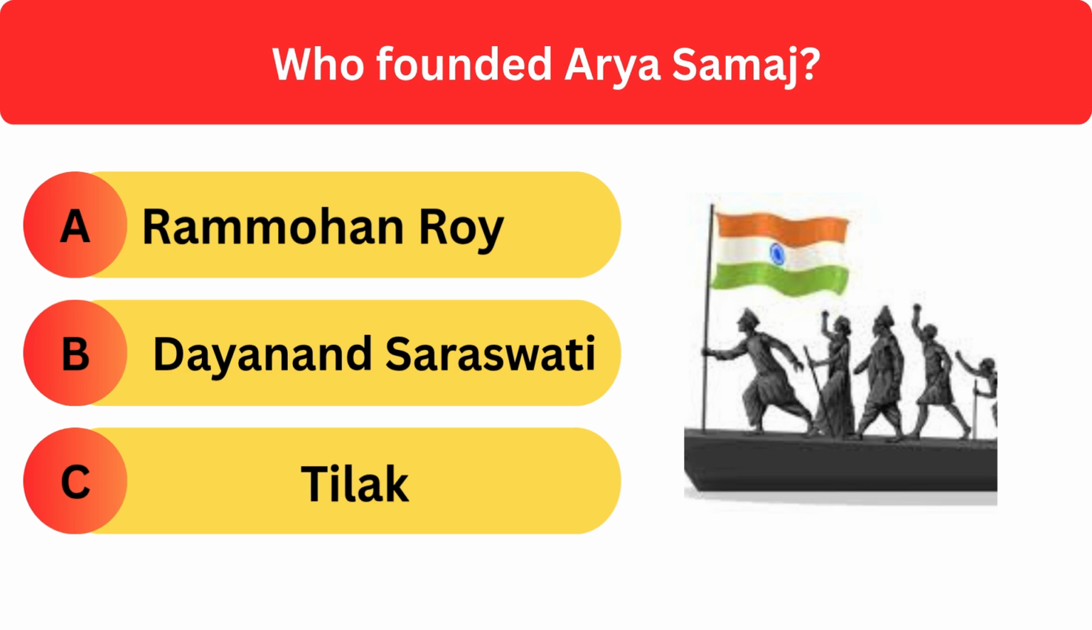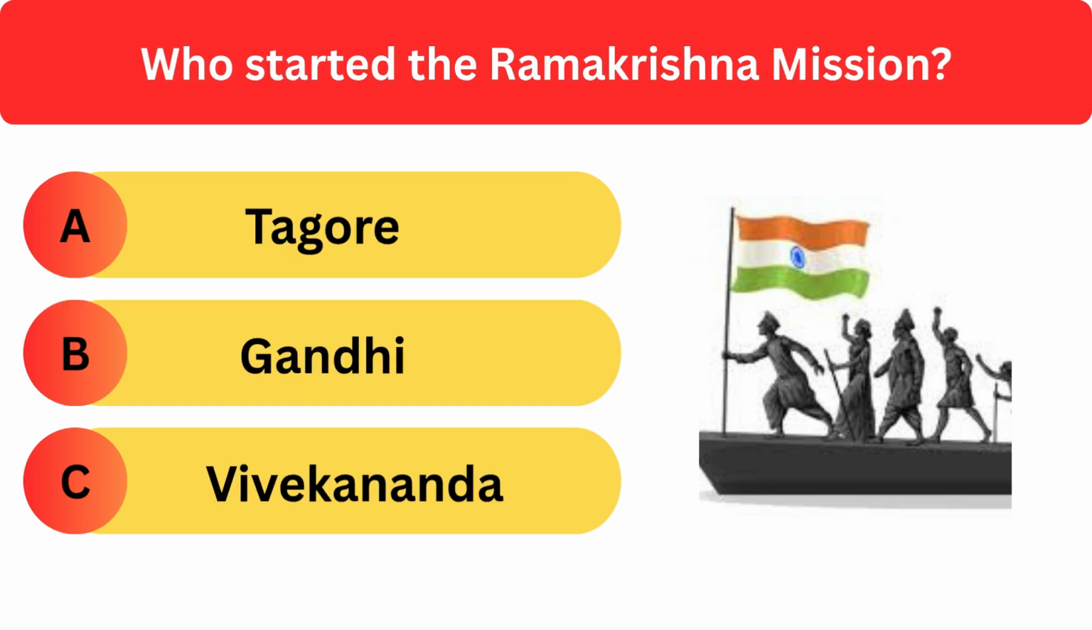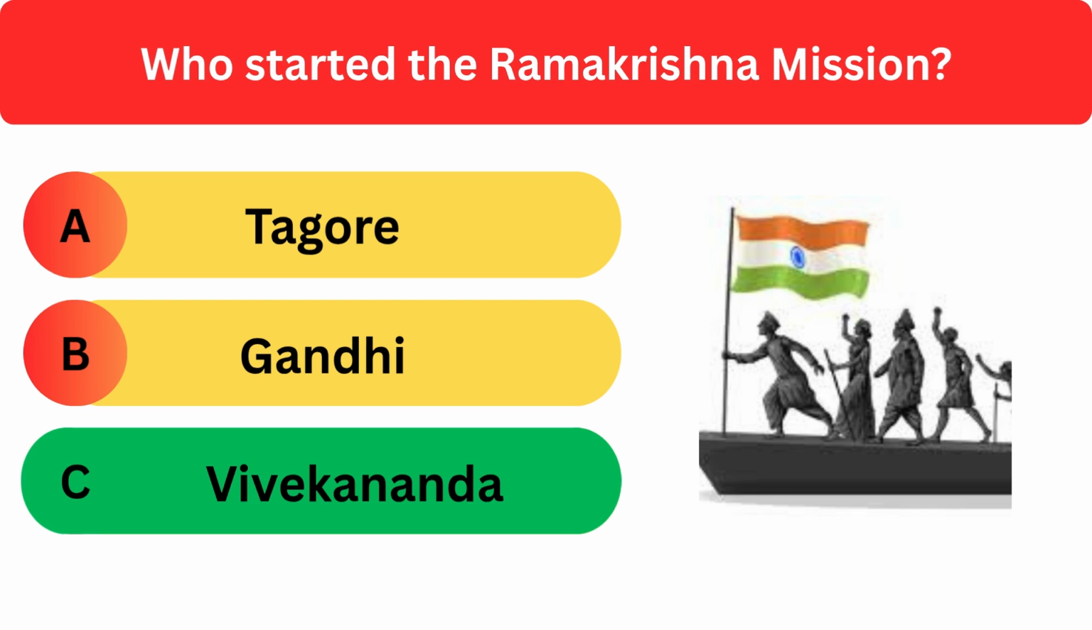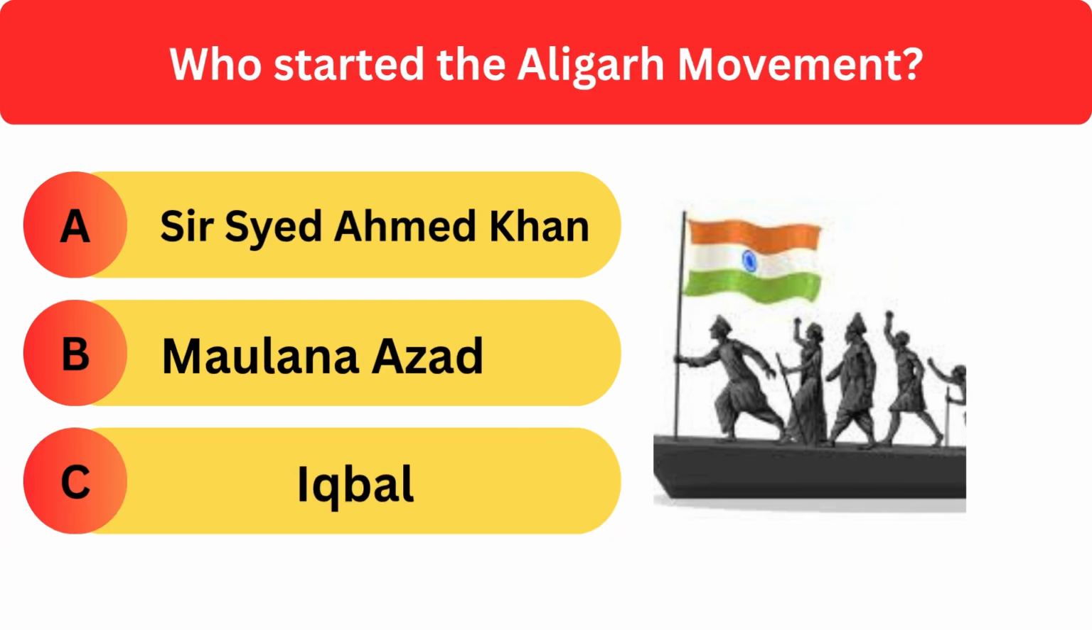Who founded Arya Samaj? Ram Mohan Roy, Dayanand Saraswati, Tilak. Correct answer is Dayanand Saraswati. Who started the Ramakrishna Mission? Tagore, Gandhi, Vivekanand. Correct answer is Swami Vivekanand. Who started the Aligarh movement? Sir Syed Ahmad Khan, Maulana Azad, Iqbal. Correct answer is Sir Syed Ahmad Khan.